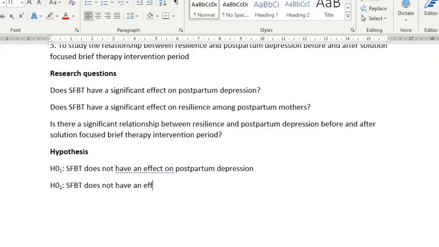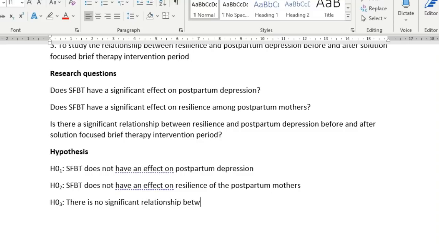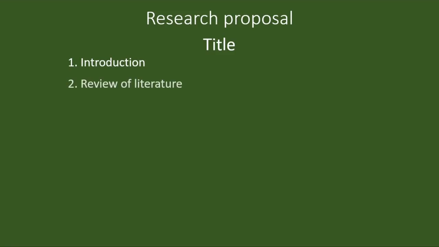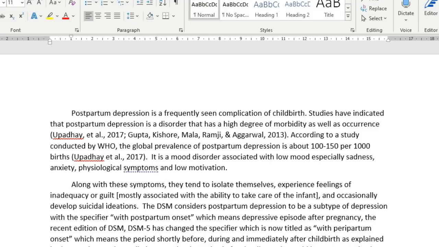Before moving to methods, we have to briefly present the studies we use to develop the background or introduction and rationale and objectives. For that, we need a new section in the research proposal. We will call this section Review of Literature. We can briefly write about not more than 8 to 10 closely related studies in the review of literature section.